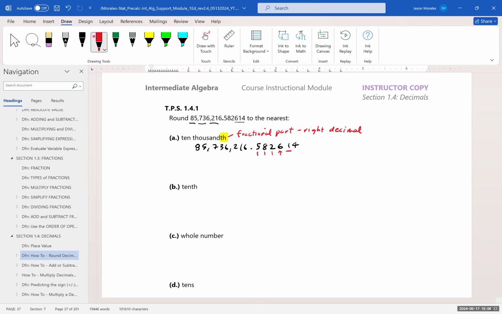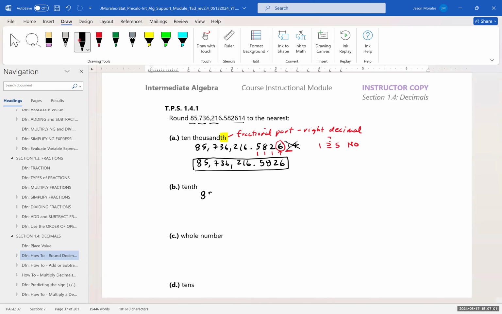So we'll underline the digit to the right of the rounding digit. Then ask, is 1 greater than or equal to 5? And since the answer is no, we'll leave this alone. So we'll rewrite this number, leaving 6 alone. So 85,736,216,5826. Stop. These get rounded off. They're out. So this is now rounded to the 10,000ths place.